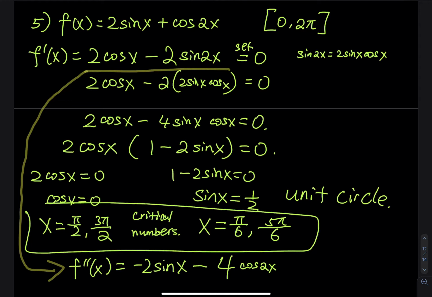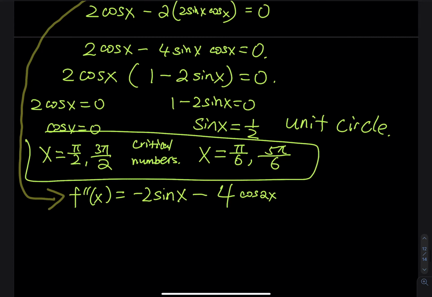And then what do we do? The next thing that we have to do is plug in every critical number into the second derivative to determine concave up or concave down, because they are critical numbers. So when x equals one of these values, you either get a min or a max.